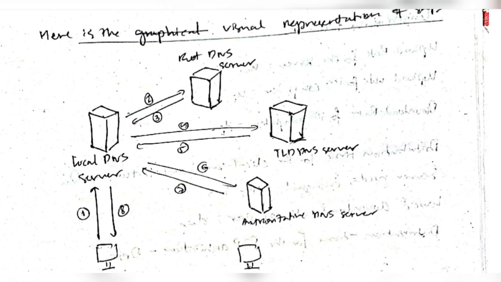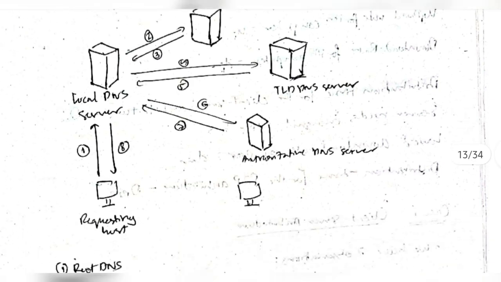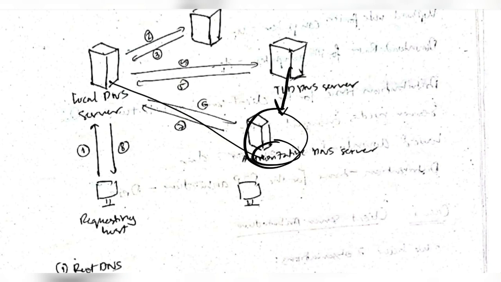The third step is, since the client wants the host name, meaning the IP address associated with the host name, that is found in the authoritative DNS server. So from the TLD it will get transferred to the authoritative DNS server, and from there the client will get the IP address of the host name given through the local DNS server.